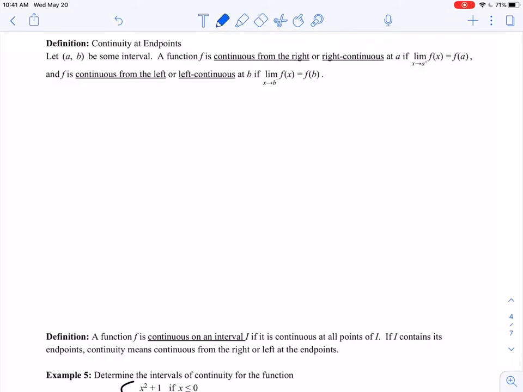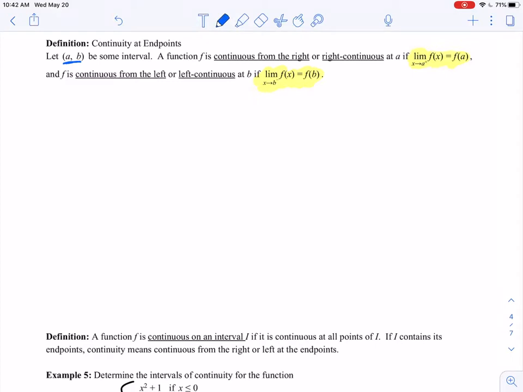So first we have to give a definition here. It says let I be some interval. So we're just talking about the interval a to b. That's the only thing we're considering right now. A function f is continuous from the right, or it is right continuous at a, if the limit as x approaches a from the right of f of x is equal to f of a. And f is continuous from the left, or it is left continuous at b, if the limit as x approaches b from the left-hand side of f of x is equal to f of b.